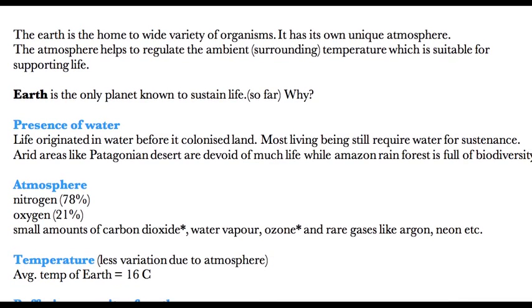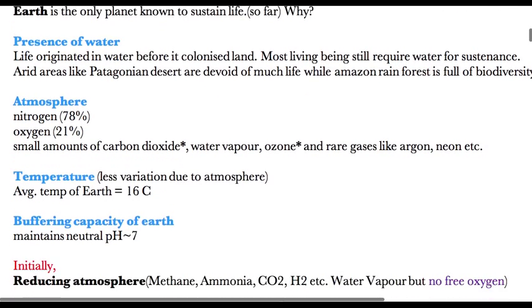Okay, so let's have a basic understanding about the earth, then we'll come to know about its environment. So the earth is home to a wide variety of organisms. It has its own unique atmosphere, which is very important for regulating temperature. The atmosphere helps to regulate ambient temperature, which is suitable for supporting life. Earth is the only planet known so far to sustain life. And why? Because of various factors. We will see one by one what those factors are.